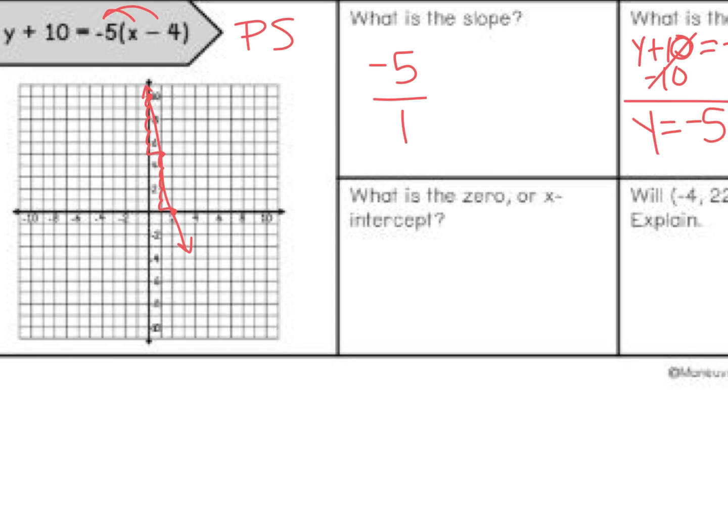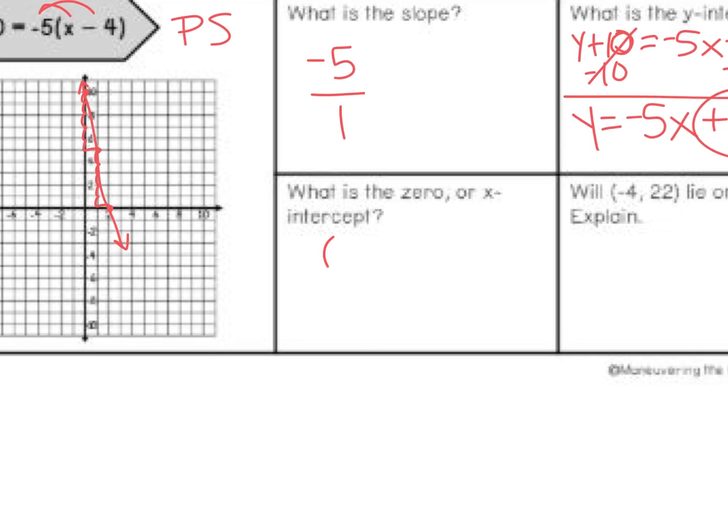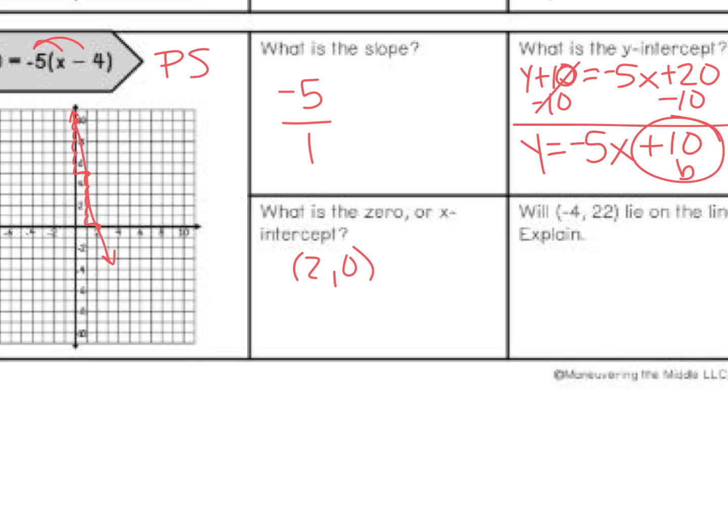So you can always find your x-intercepts when you're graphing. 2, 0, excuse me. It's not always a pretty number. Sometimes if it's a fraction, we have to do something else. We can use the cover-up method. Will -4, 22 fall on the line?